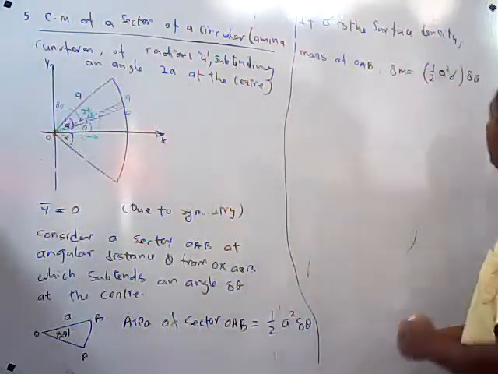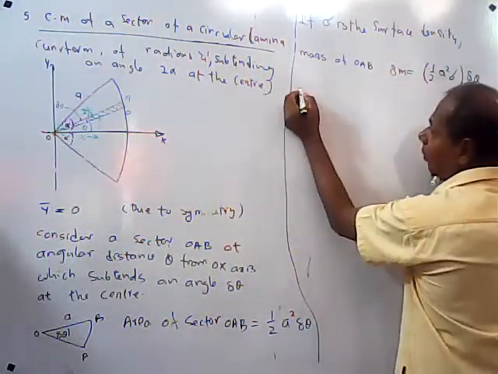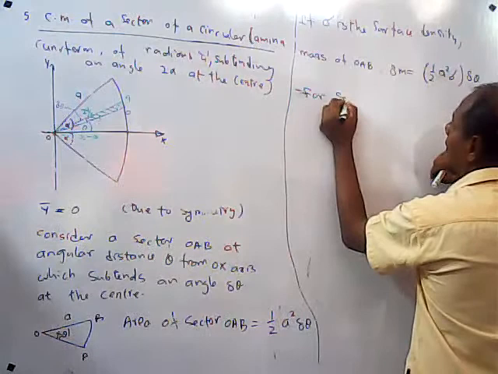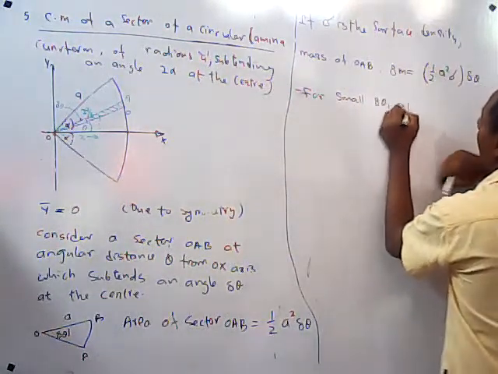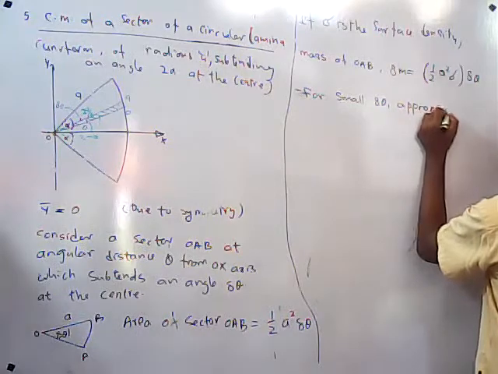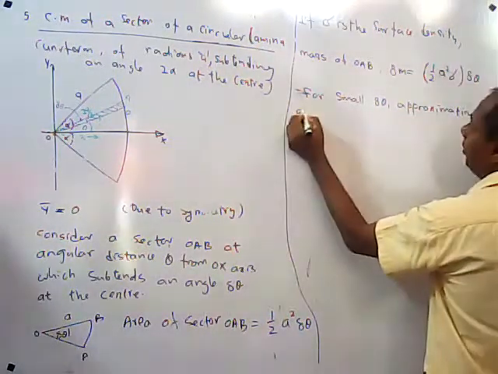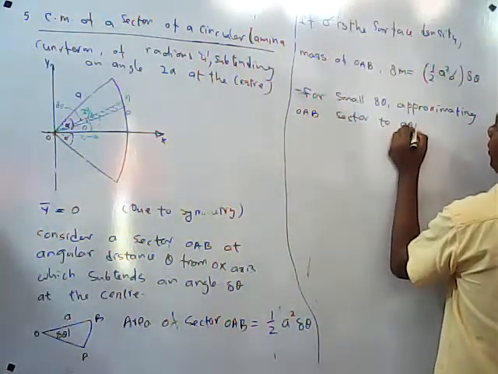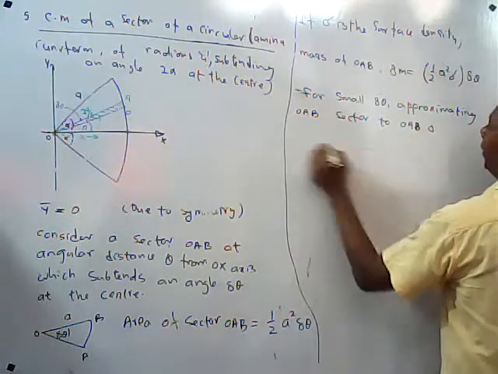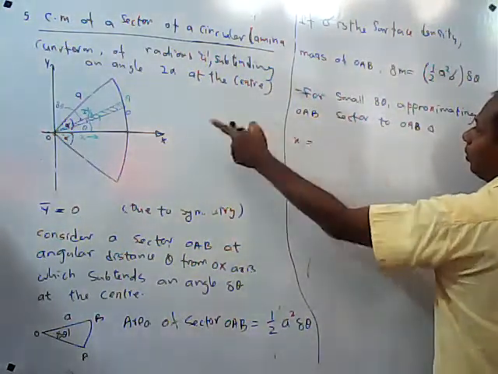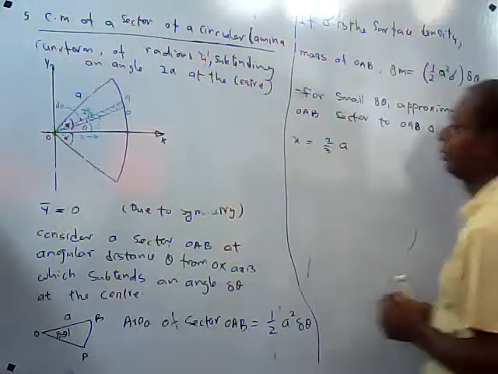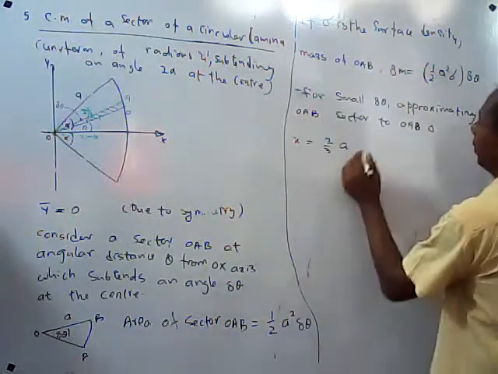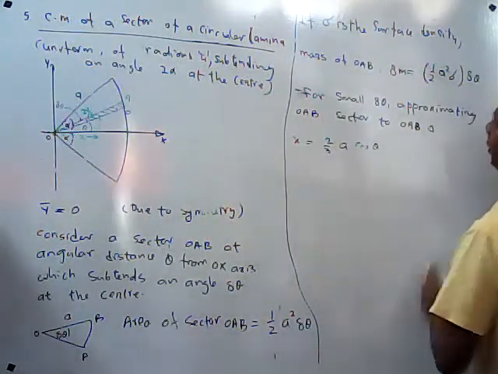If we are approximating, for small delta theta, the OAB sector to the OAB triangle, x will be equal to 2/3 a cos theta, right? Cos theta.